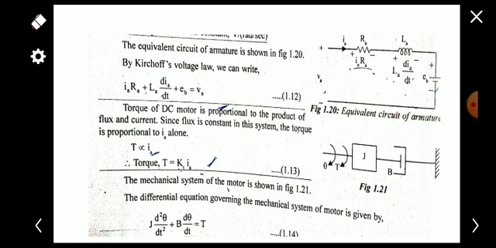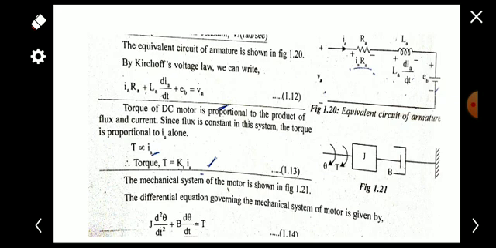The next one is the torque equation of the motor. For a DC motor, we know that the torque is directly proportional to flux and armature current. Here we are considering an armature controlled DC motor, so the field is fixed. The field is supplied from a constant source, so hence the flux will be fixed. So we have to consider only the armature current. Torque is directly proportional to armature current, and we obtain T is equal to Kt into Ia, where Kt is the torque constant. So this is the second equation.